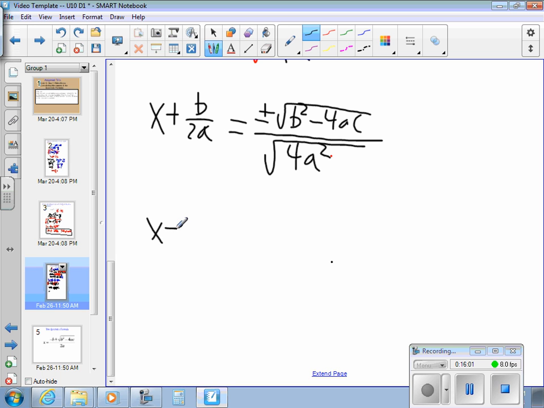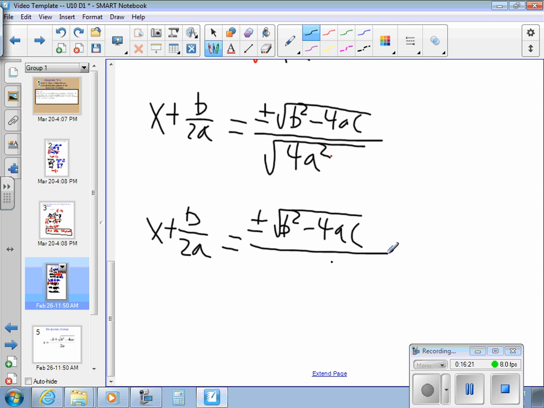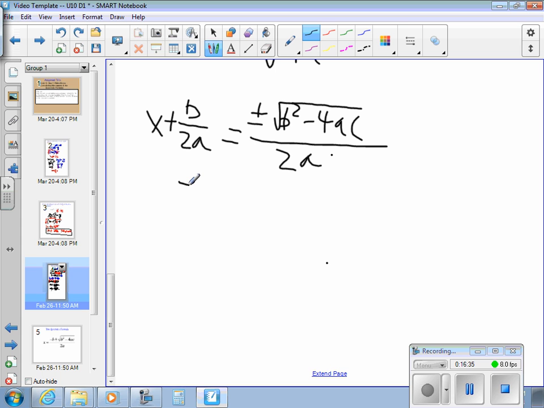So let me bring down my x plus b over 2a equals plus or minus the square root of b squared minus 4ac. And now on the bottom of my fraction, the square root of 4 is 2, and the square root of a squared is a. Okay, I am almost done. We now need to get this x by itself. So we're going to subtract b over 2a from both sides.